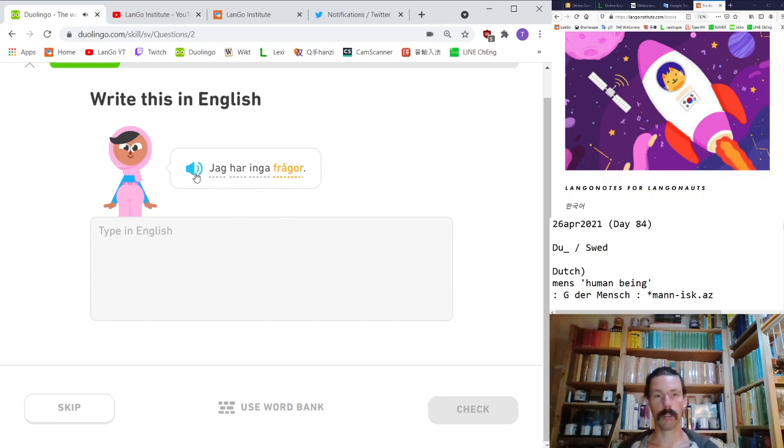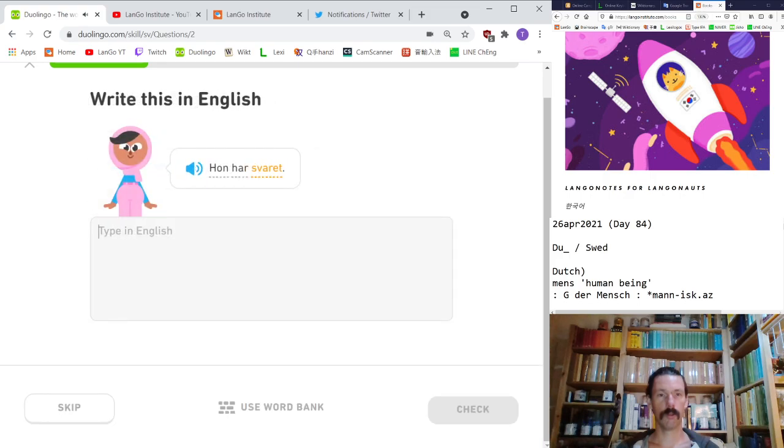Jag har inga frågor. So note the different accent pattern in inga, the determiner, negative, and the noun frågor. Jag har inga frågor. Frågor. I have no questions.